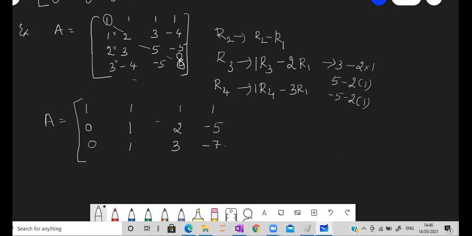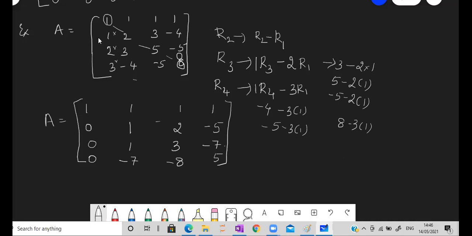Similarly, if I apply R4 minus 3R1 for this, it will surely be 0. Next, for minus 4, the corresponding element is 1. So I'll take R4: minus 4 minus 3 into 1, minus 7. Very good. Similarly, next, minus 5 and minus 8: minus 5 minus 3 into 1 is minus 8. Okay. Next is 8 and 1: 8 minus 3 into 1 is 5. Okay.